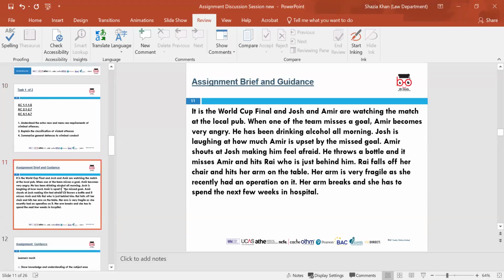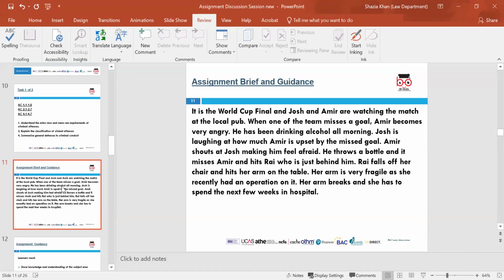Assignment guidance. It's a scenario, okay? It is the World Cup final and Josh and Amir are watching the match at a local pub. When one of the team misses a goal, Amir becomes very angry. He has been drinking alcohol all morning. Josh is laughing at how much Amir is upset by the missed goal. Amir shouts at Josh, making him feel afraid.